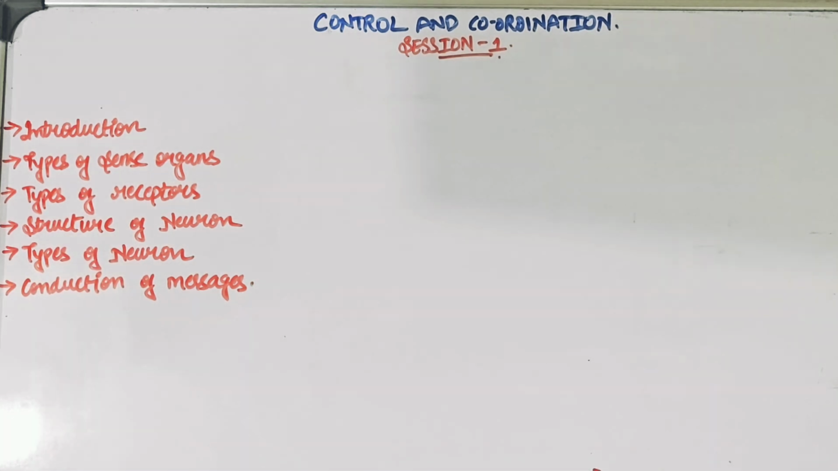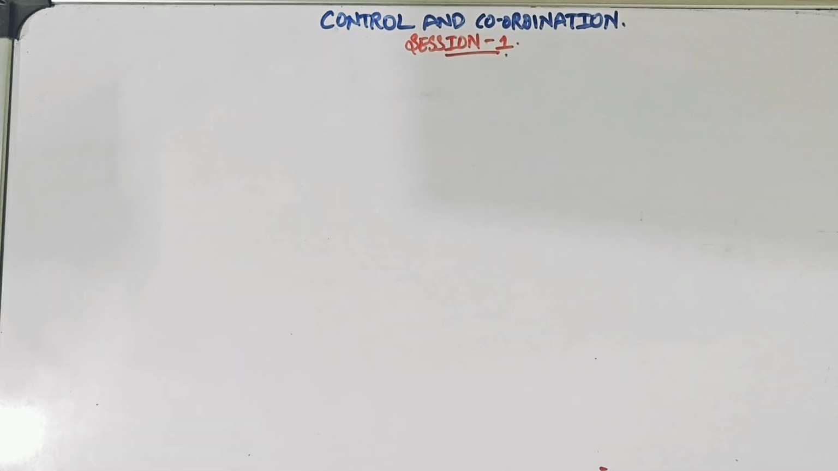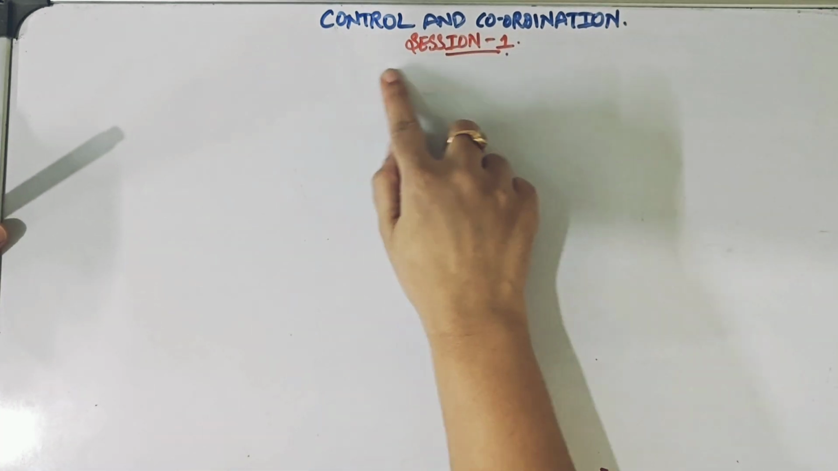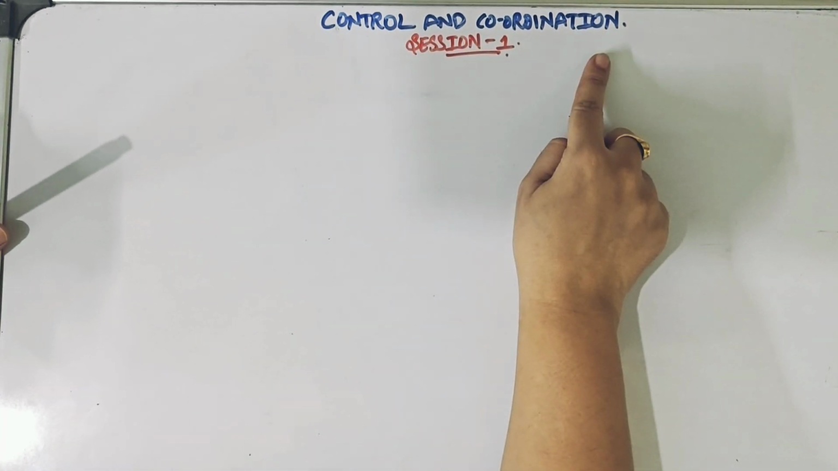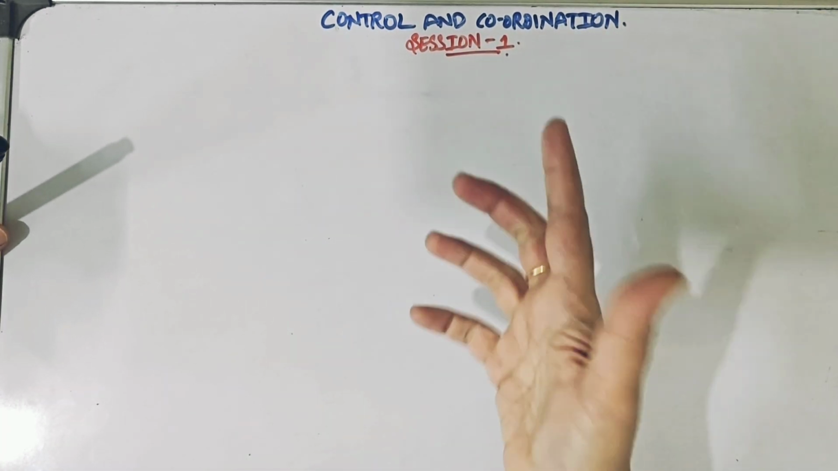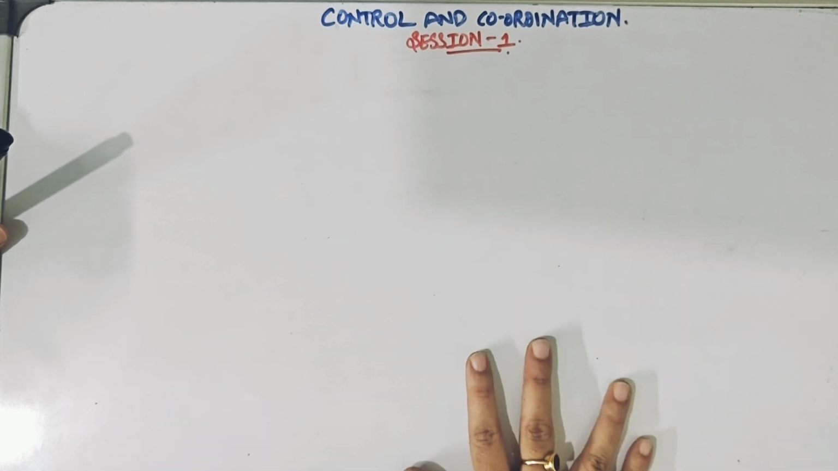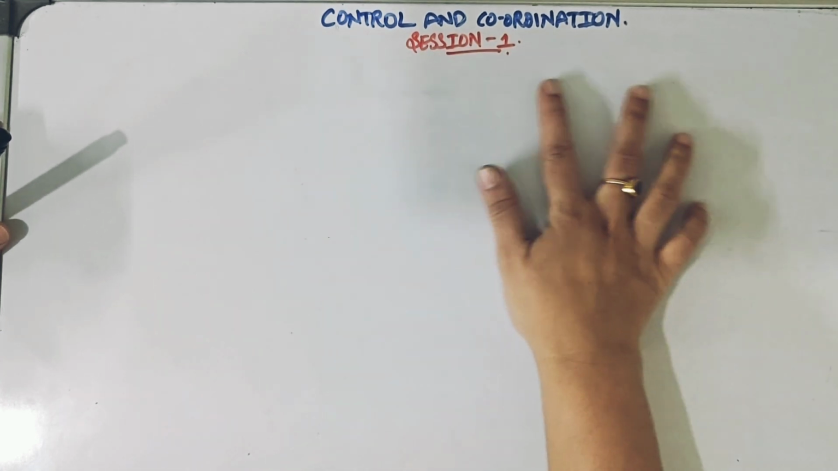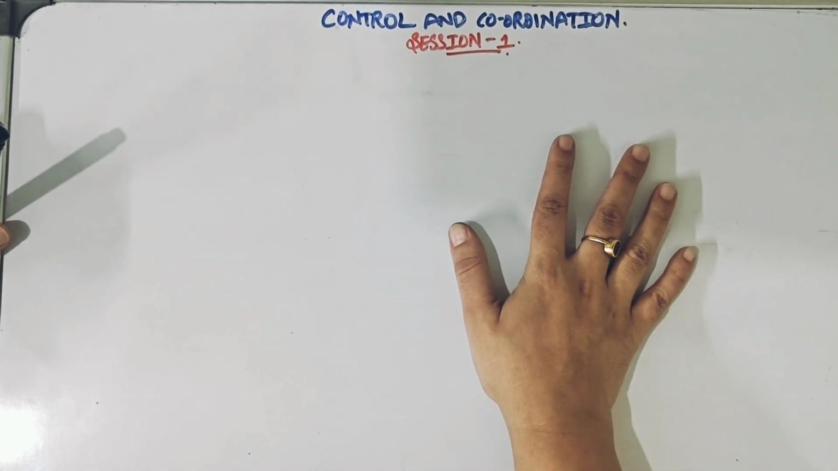So even if you want to know all this in detail, do watch my video completely. And for now, let us start with our video. So first of all, let us understand what is the meaning of the term control and coordination here. Because since we are learning the chapter, it's very important first of all that we understand what the title of the chapter mainly states.